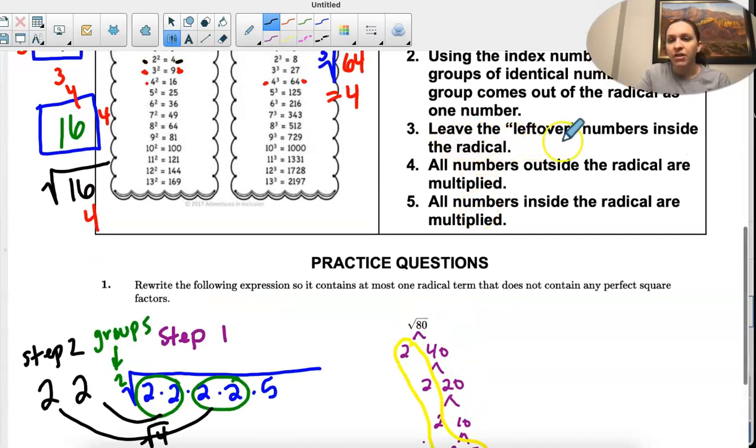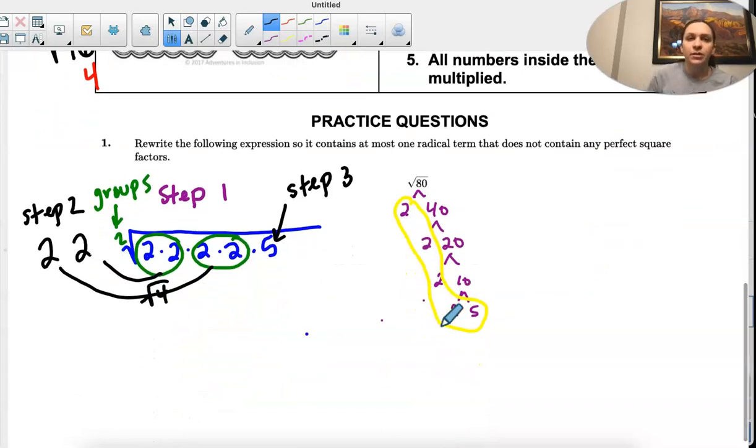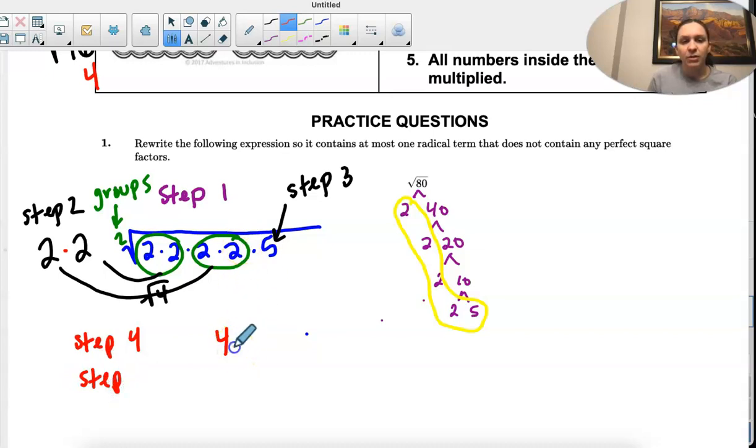Step 3. Leave the leftover numbers inside the radical. The leftover is 5. There wasn't a pair of 5's, and we need groups of 2. So number 4, all numbers outside the radical are multiplied, all numbers inside the radical are multiplied. So step 4 and 5. I multiply these numbers outside, so 2 times 2 is 4, and then step 5 is multiply what's left inside. But all we have left inside is 5.